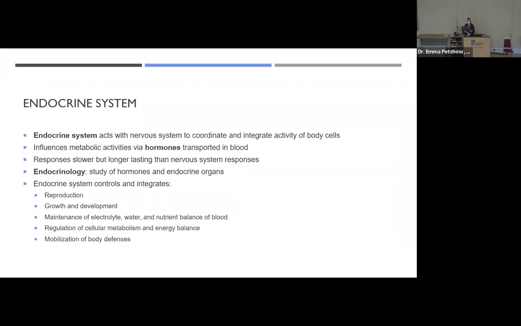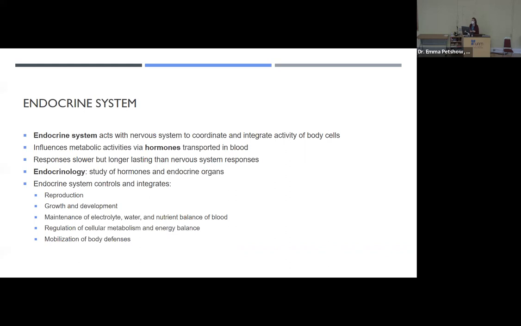So again, some ideas to remember. Our endocrine system is acting with our nervous system to coordinate and integrate activities within the body. These are your major response systems that help control everything within, right? If you were going to summate in general what the endocrine system does, you could think about it as influencing metabolic activity via hormones. It does much more than that, but if you wanted to put it in one little sentence in your brain.